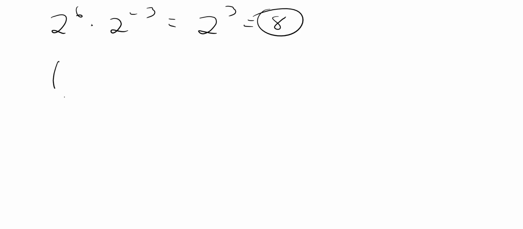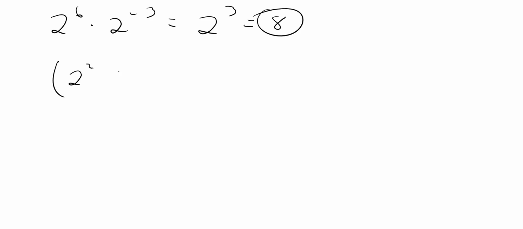2 to the sixth times 2 to the negative 3. 6 minus 3 is 3. 2 cubed is 8. Oh yeah. Okay. It's not bad, right? All right, so let's do a little crazier problem here.